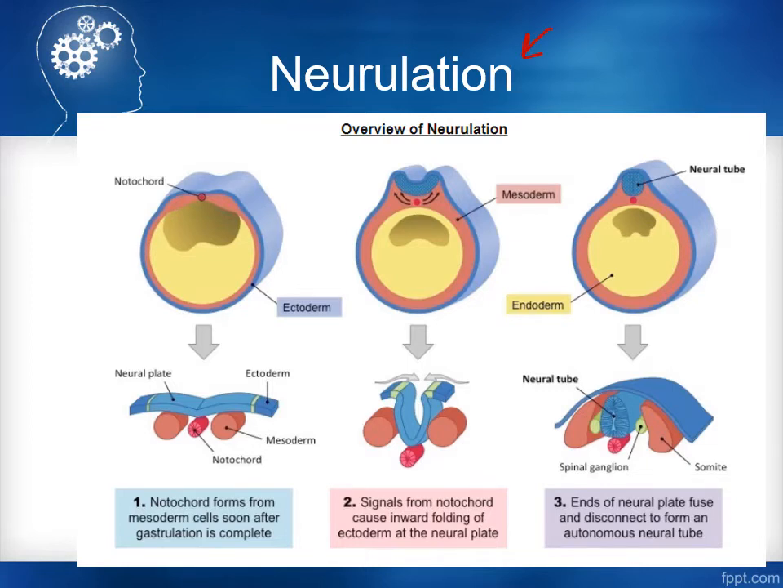Neurulation is differentiation of cells into nerve cells. It is the formation of the notochord. It is formation of the neural plate. It is formation of the neural tube. It is formation of nerve cells.